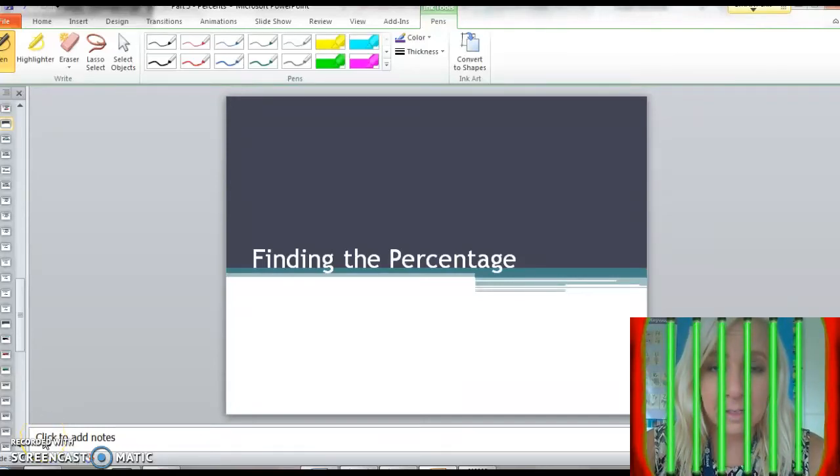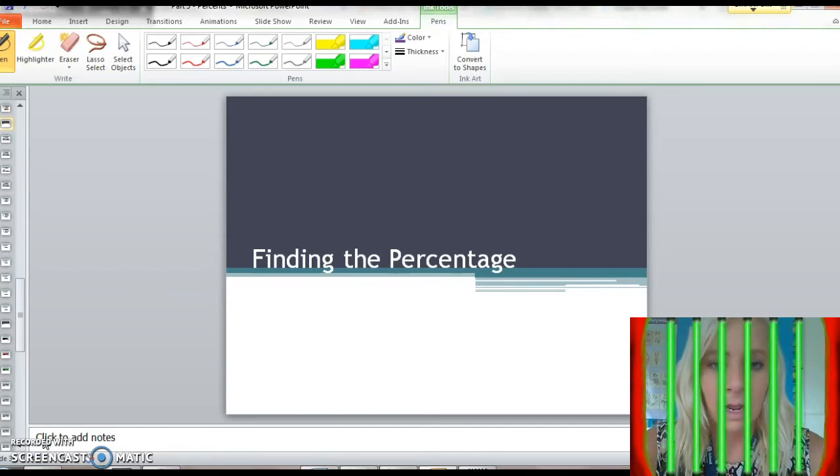Well, I hate to break it to you guys, Miss Falstick is stuck in math jail because she was caught doing way too much math. So, since I'm here, I'm going to talk to you about finding the percent of a number.